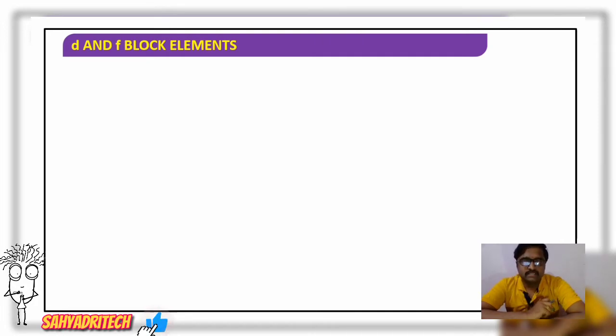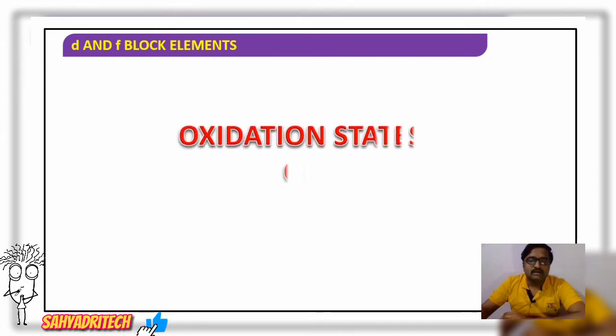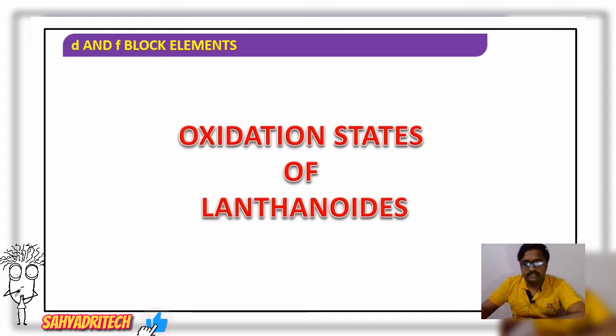So in the last session we discussed the atomic and ionic radii of f-block elements, and how they vary in the case of lanthanides, and even if we consider actinides. Well, in this session we are going to discuss one more concept of the chapter, that is the oxidation state of lanthanides. Okay, oxidation state of lanthanides.